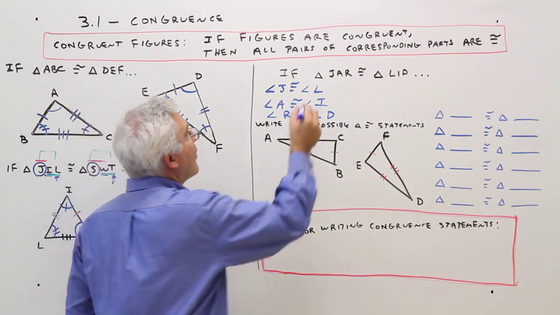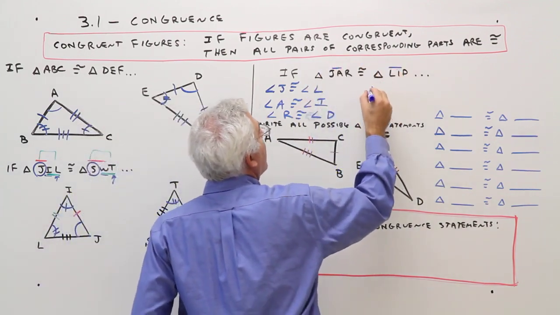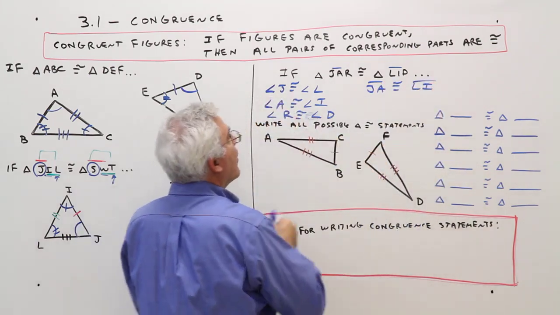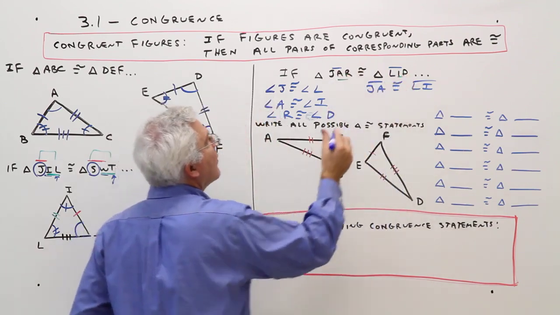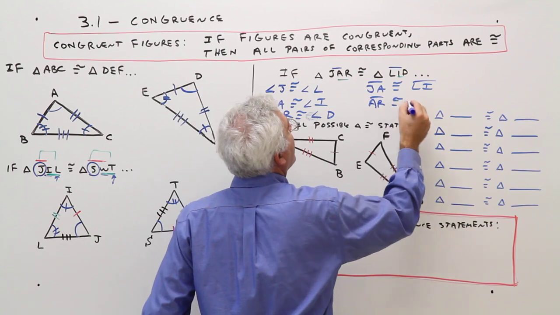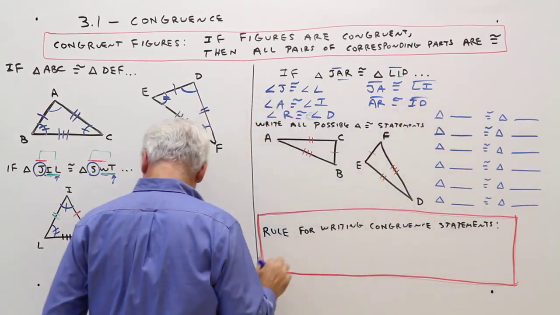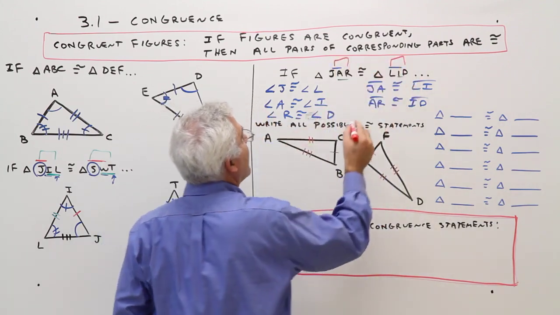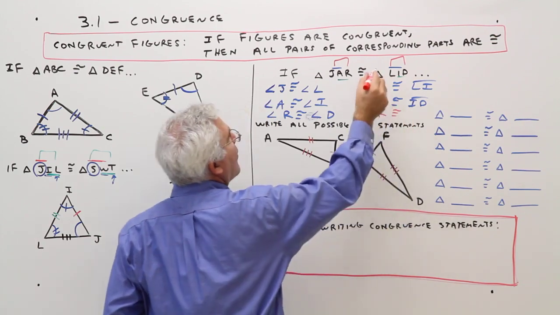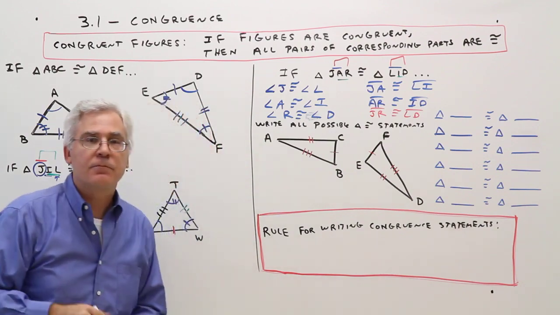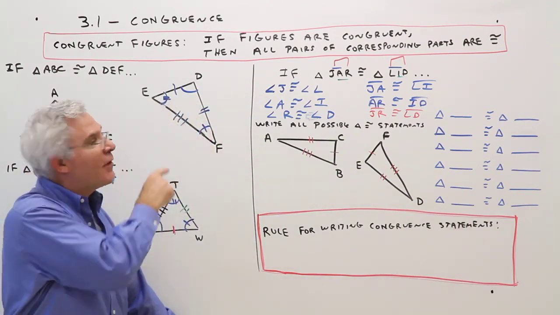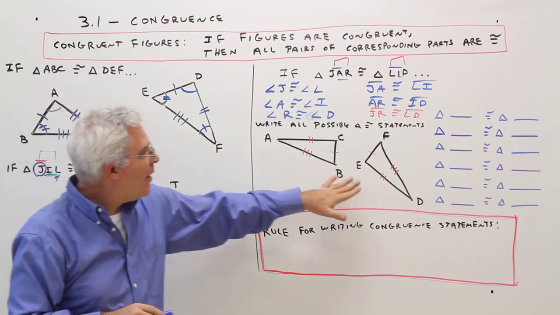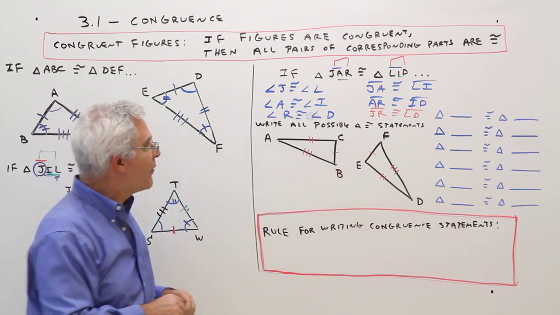And now for the segments, first two with first two. So segment JA congruent to segment LI. I'll go last two with last two. Segment AR congruent to segment ID. And then I'll go first and last with first and last. So I'll get segment JR is congruent to segment LD. Okay, so you want to get to the point where you could just look at the lettering scheme in the figures.